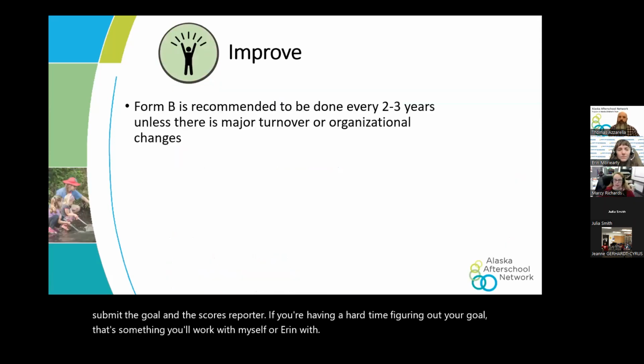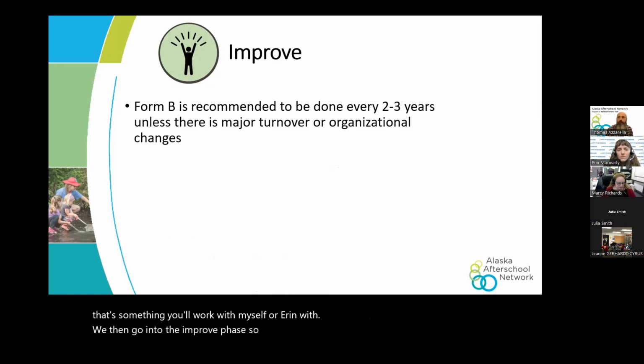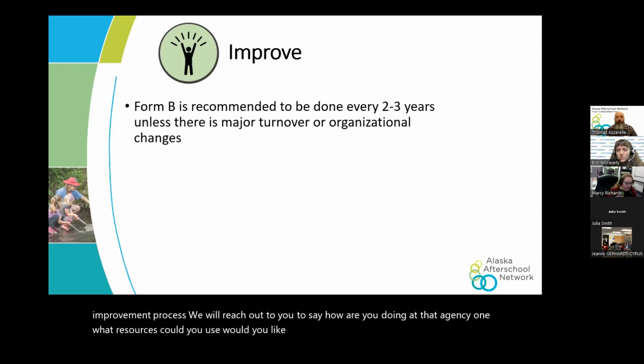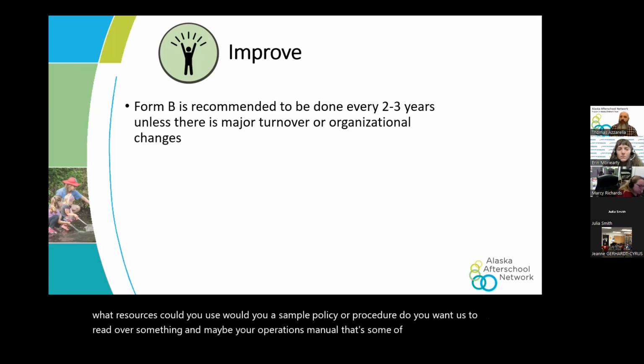We then go into the improve phase. So that's the 90-day turnover, or the 90-day quality improvement process. We will reach out to you to say, how are you doing at that agency? What resources could you use? Would you like a sample policy or procedure? Do you want us to read over something in maybe your operations manual? That's some of the type of coaching you'll have in that improve phase.